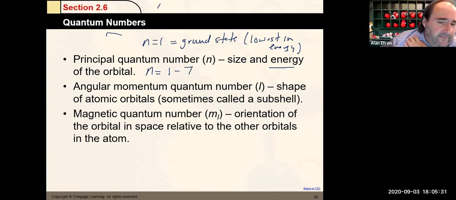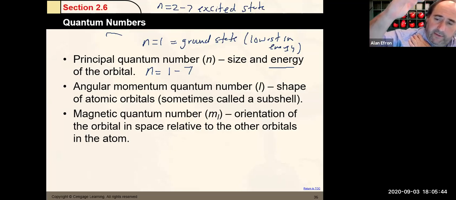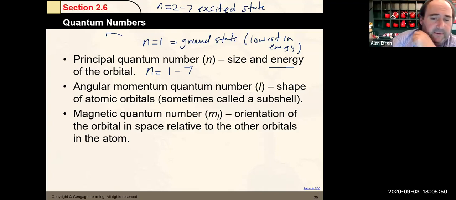while anything above that, n equals 2 to 7, these are what are referred to as excited states of energy. They're usually higher in energy, and as you go from 1 to 2 to 3 and so forth, you're in theory moving further and further away from the nucleus. So n can have values of 1 through 7.